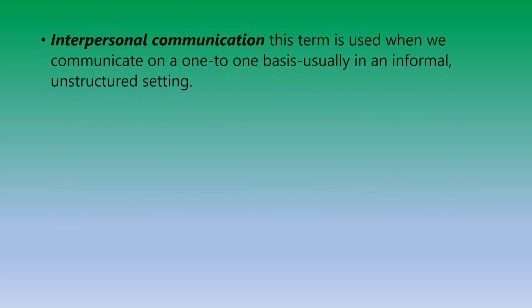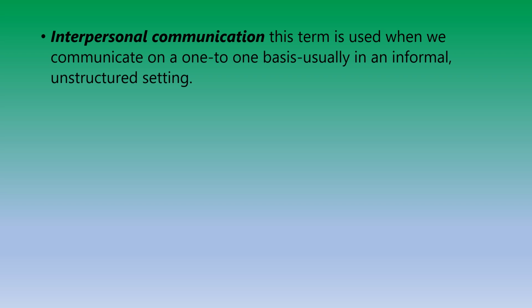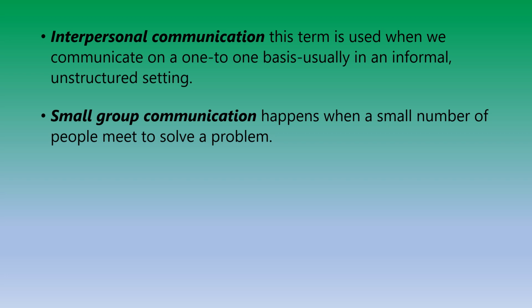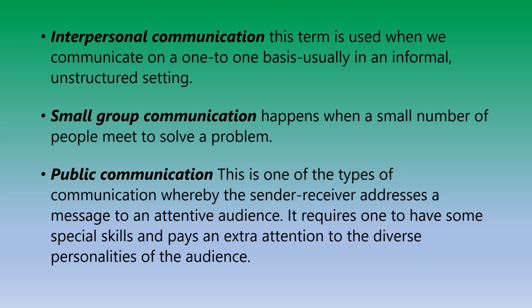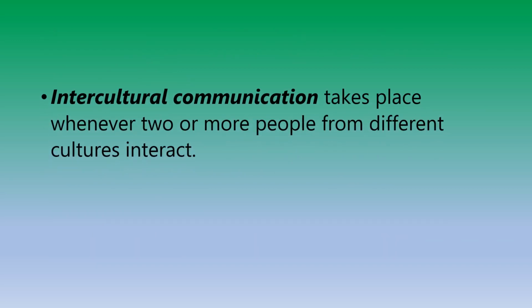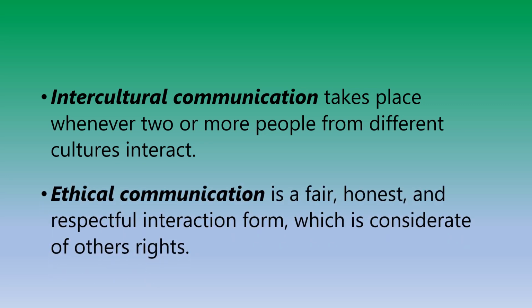Interpersonal communication. This term is used when we communicate on a one-to-one basis, usually in an informal, unstructured setting. Small group communication happens when a small number of people meet to solve a problem. Public communication. This is one of the types of communication whereby the sender-receiver addresses a message to an attentive audience. It requires one to have some special skills and pays extra attention to the diverse personalities of the audience. Intercultural communication takes place whenever two or more people from different cultures interact. Ethical communication is a fair, honest, and respectful interaction form, which is considerate of others' rights.